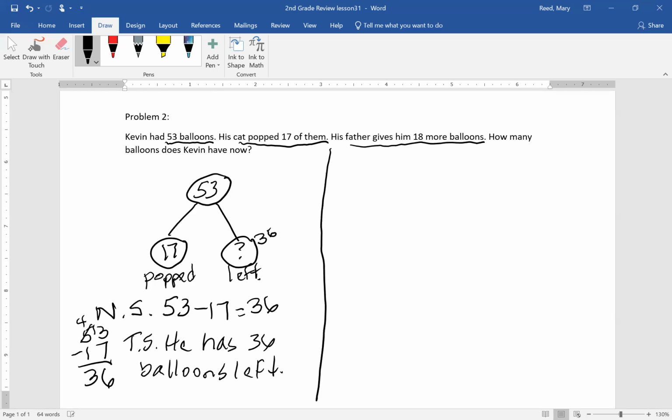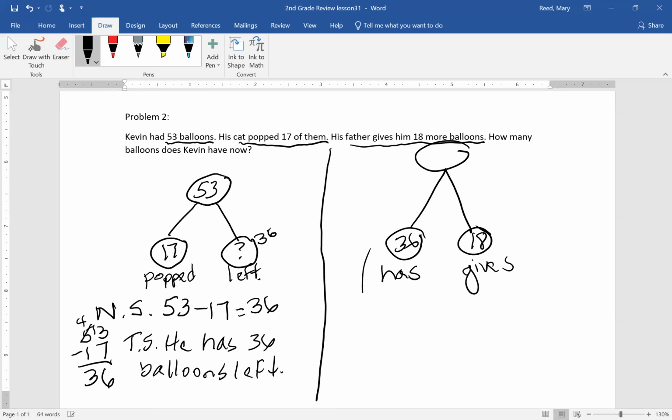Okay. Now the second part, his father gives him 18 more balloons. All right, so now he has some and he gets more. Again, we're not comparing one number to another number, we're taking two parts and we're adding them. What he has and what his father gives him. And we'll get those two and we'll get a whole. So his father gives him 18 more. He has 36. That came from part 1 here. All right, and so this will be our total, and that is our unknown.